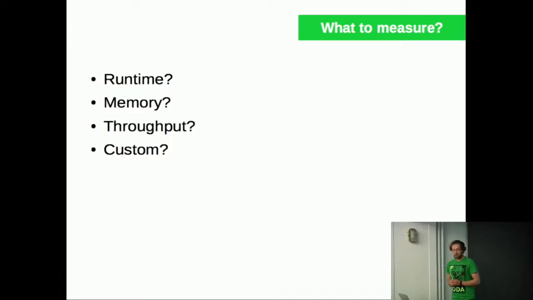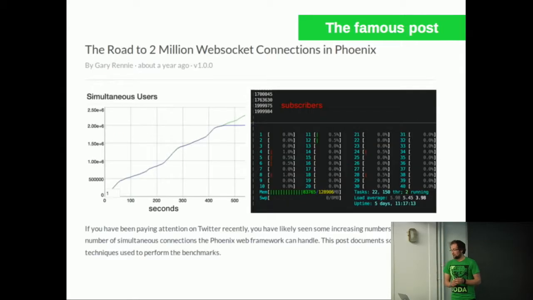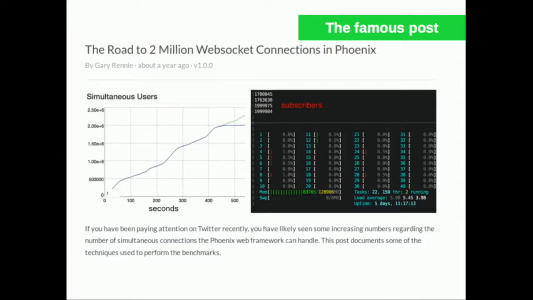So what do we benchmark in the end? Which means, what do we measure? Do we measure runtime? Do we measure the memory? Do we measure the throughput, or some custom thing? What is some custom thing? One of my personally most favorite benchmarks with a custom thing is the Phoenix benchmark, where they reached 2 million WebSocket connections on a single server, and they started out at 100,000. There, the benchmark was just: how many WebSocket connections can we have connected to the same server at once?